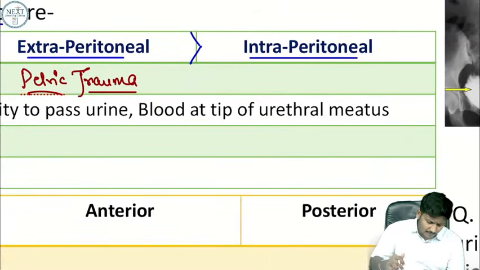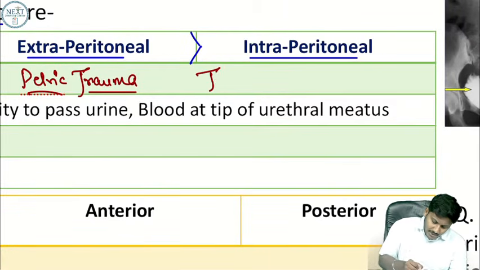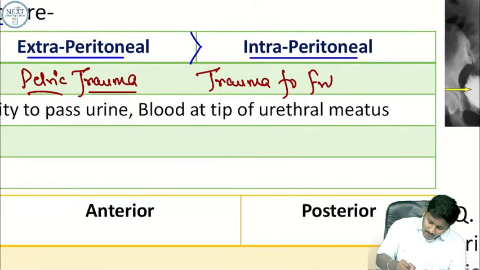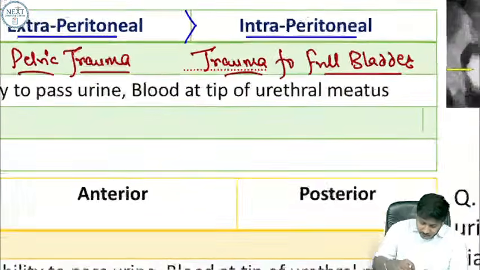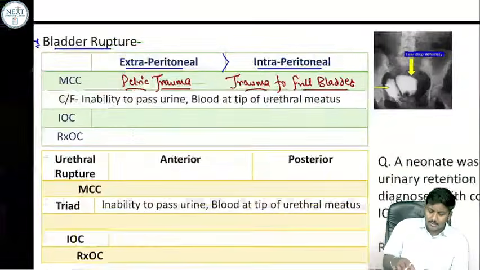Whereas intraperitoneal bladder rupture or intraperitoneal urinary leakage will only happen whenever there is trauma to a full bladder or an over distended bladder. Whenever there is trauma to the full bladder or an over distended bladder, beta, that condition is going to cause an intraperitoneal bladder rupture, beta. That is important to remember.